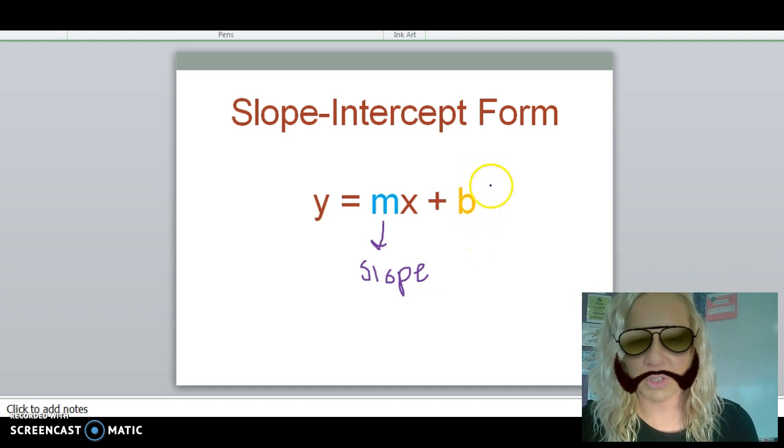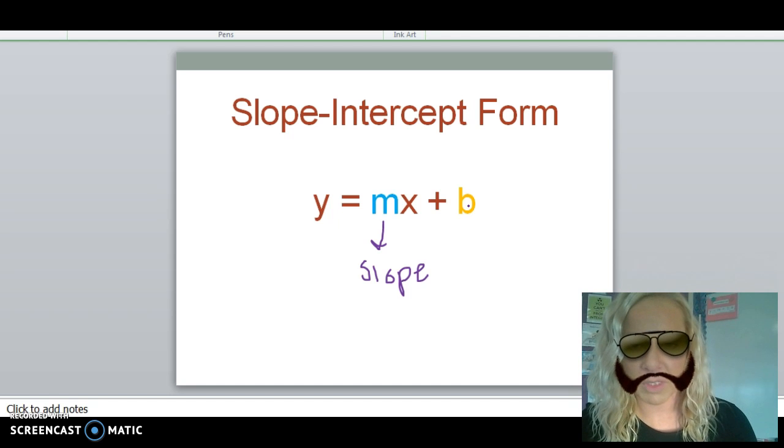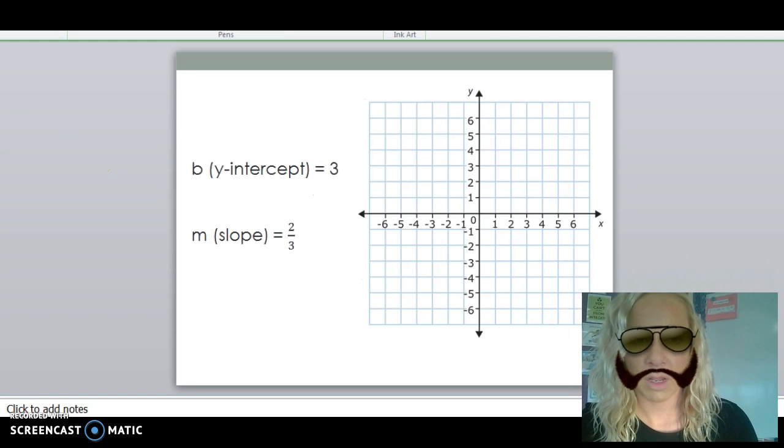I want to introduce you to the letter b. The letter b in math stands for something called the y-intercept. What this means is the y-intercept is where the line crosses the y-axis, or where it intercepts with the y-axis. So let's jump into a few problems.